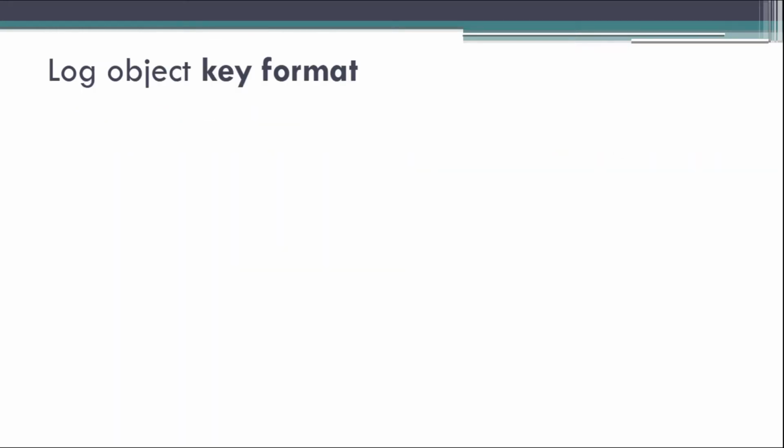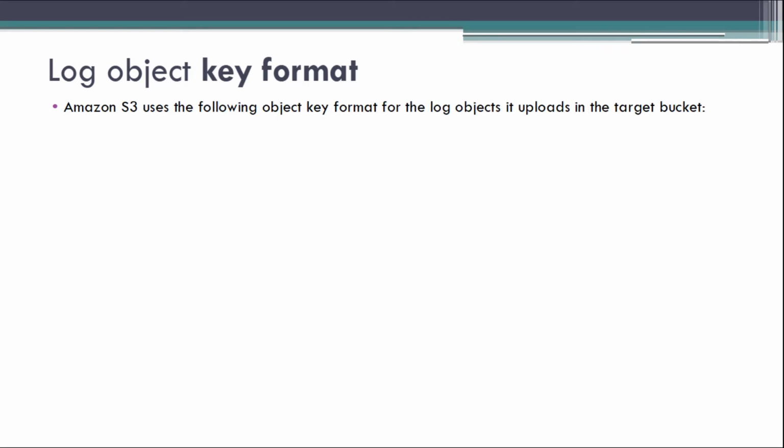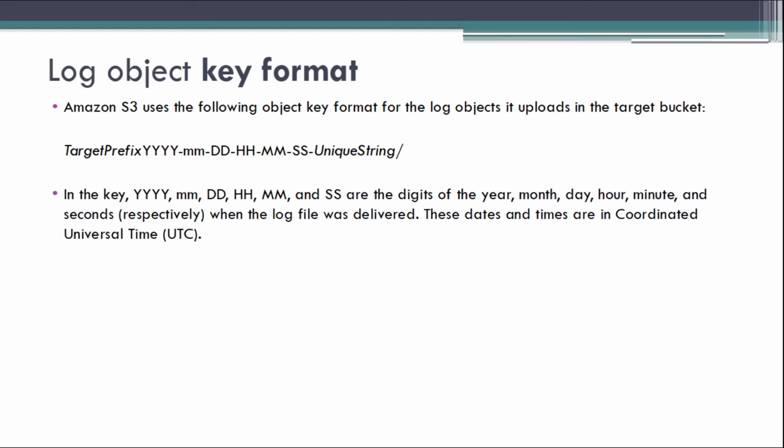Okay, moving to the next part, log object key format. So what is the format for your log object? Amazon S3 uses the following object key format for the log objects it uploads in the target bucket. So what is the format for your object key? It is TargetPrefixYYYY-mm-DD-HH-MM-SS-UniqueString/.